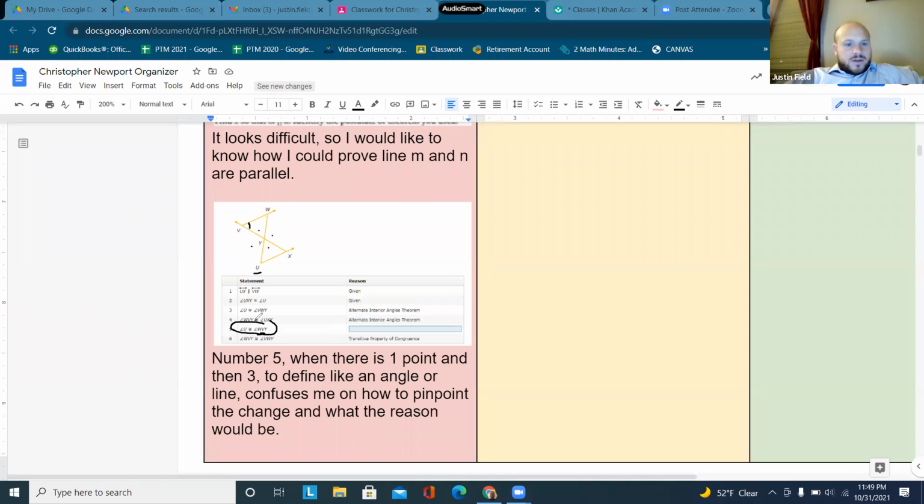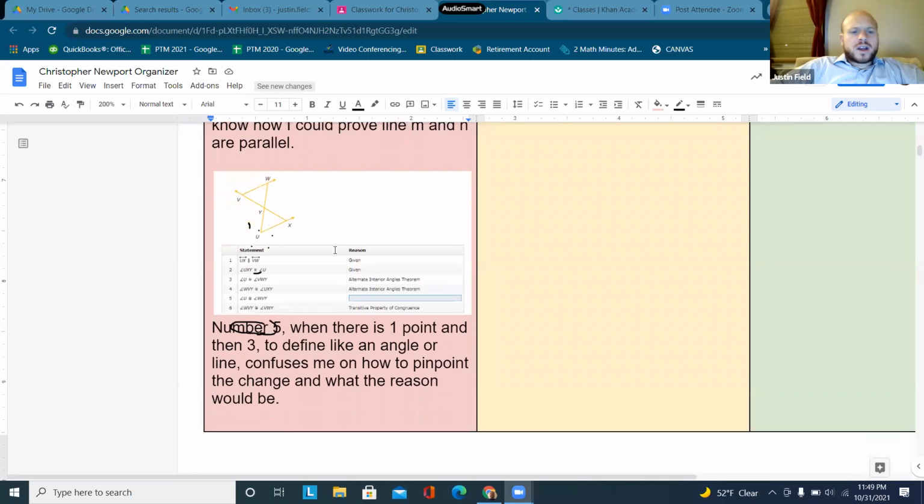All right, so number 5, how to pinpoint the change. So yeah, and then what is the reason for this? Why is angle U? Oh, I see. Is it the transitive property? Transitive property of congruence is the last one. Well, Pete, you weren't asking me about that one, so I'm gonna move on.